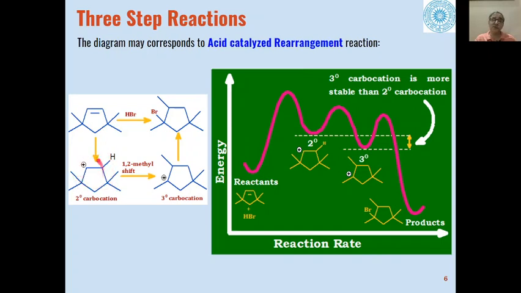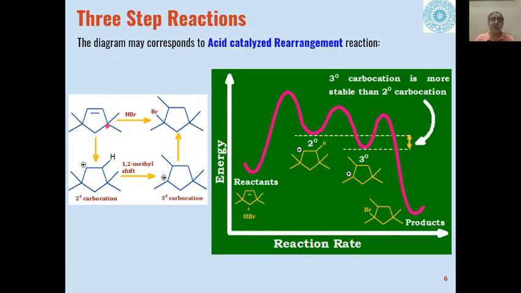So in such cases the first step is addition of H positive to the carbon-carbon double bond, and the addition of H positive to this carbon-carbon double bond will give us this type of secondary carbocation. This formation of the secondary carbocation means that in the first step HBr will approach this carbon-carbon double bond, and a transition state will be formed where HBr is approaching this carbon-carbon double bond. This is a slow step.